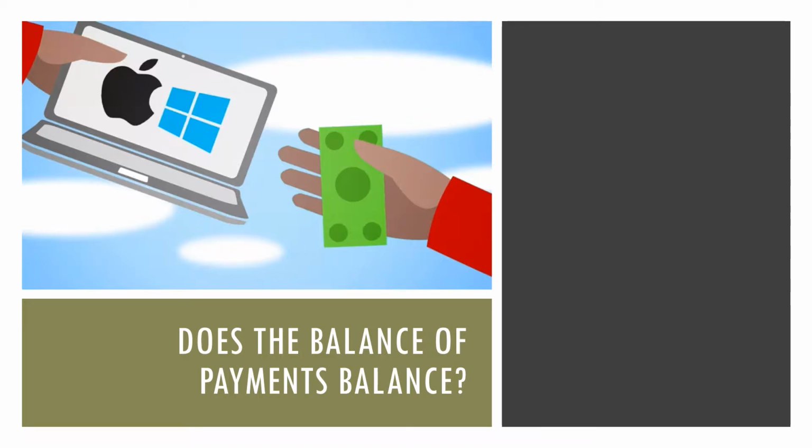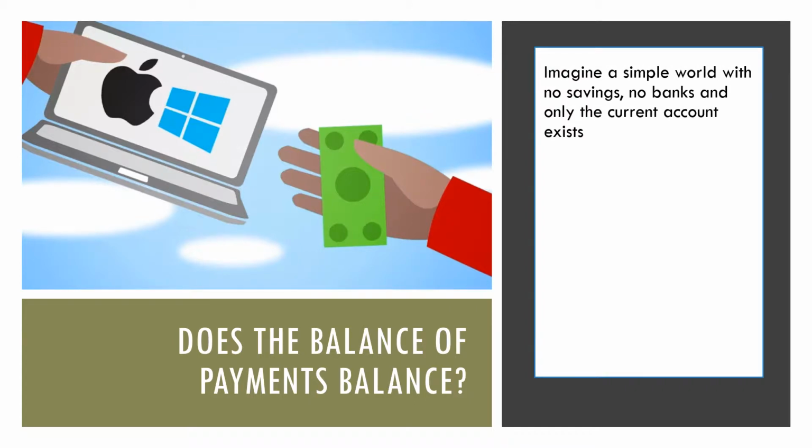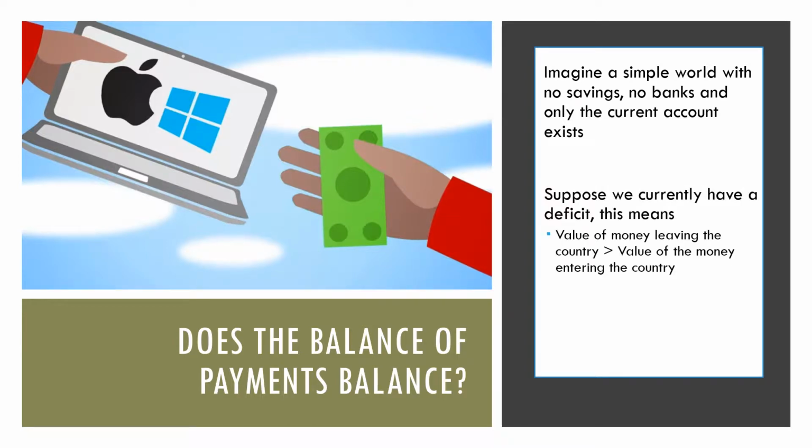So does the balance of payments balance? Well, let's have a look at a hypothetical scenario. Let's imagine a very simple world with a country with no savings, no banks, and only the current account exists. Suppose we have a deficit on the current account, so we're paying out more money from the country than the value of money entering the country. Now, is this possible? Can I as a country pay out more than I receive? If I have no savings and I have no bank, no previous savings and no access to banks, then this isn't possible. So we can't run current account deficits in isolation.